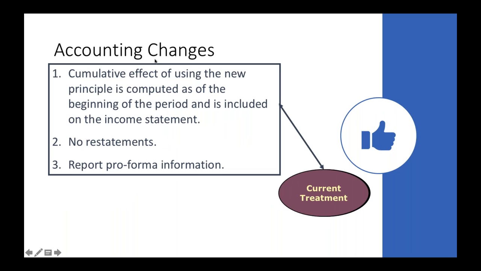So here, accounting changes, the cumulative effect of new principles is computed as of the beginning of the period and it is included in the income statement. So it is already taken into account. Any accounting changes which affect only the current period, it's been already accounted here. So you don't need any restatement for that. You only need to report pro forma information that this is what happened.